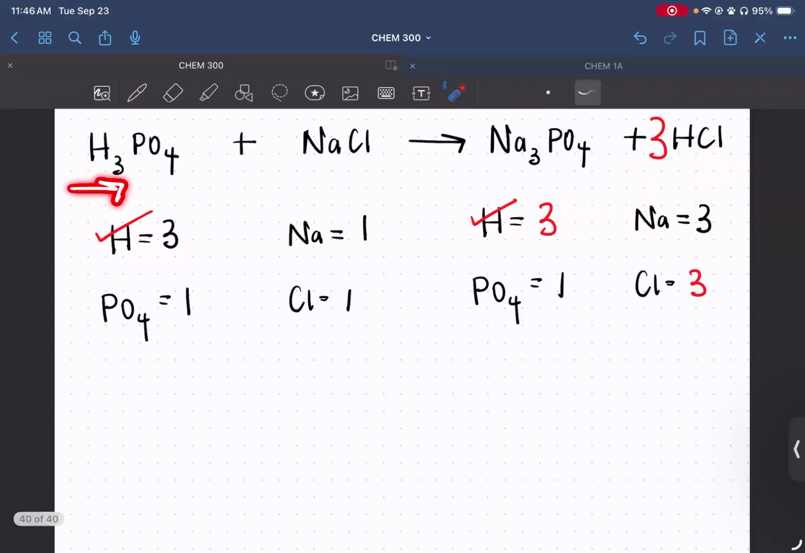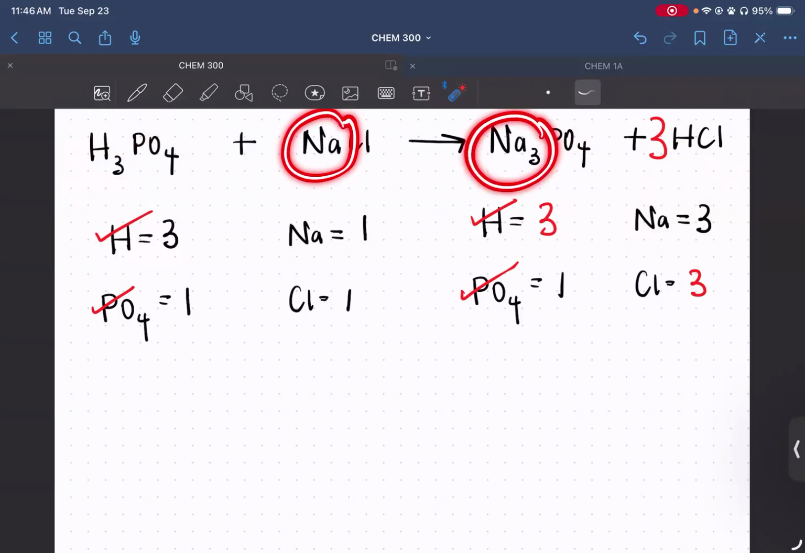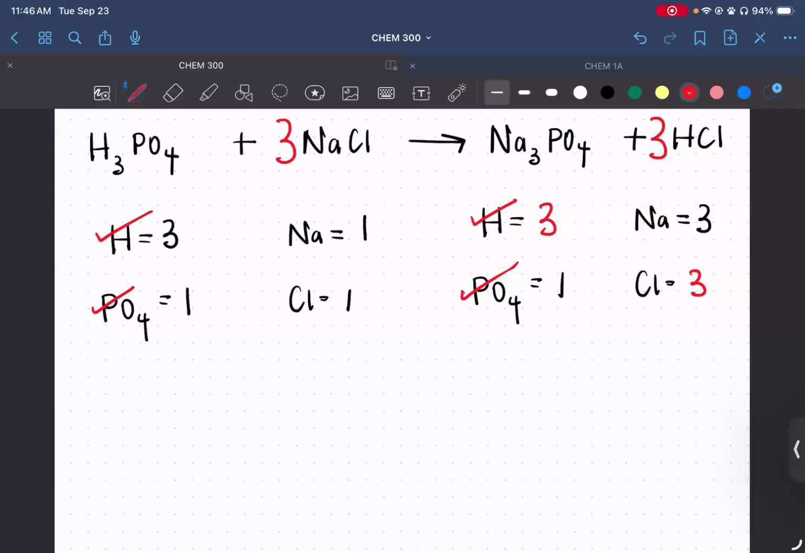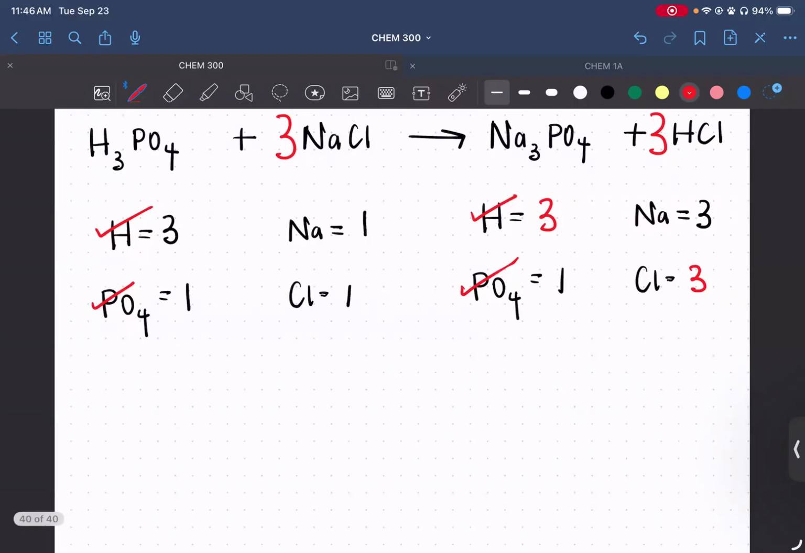Keep going from left to right. Hydrogen is now balanced. Phosphate, there's only 1 of, so that's balanced. Next up, we have sodium. We have 1 sodium on the left. We see we have 3 sodiums on the right. To balance this, we will simply put a 3 in front of the sodium chloride. In doing so, we now have 3 sodiums balanced. And let's keep it going.